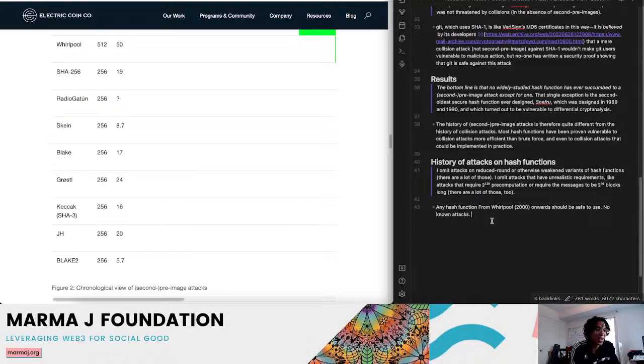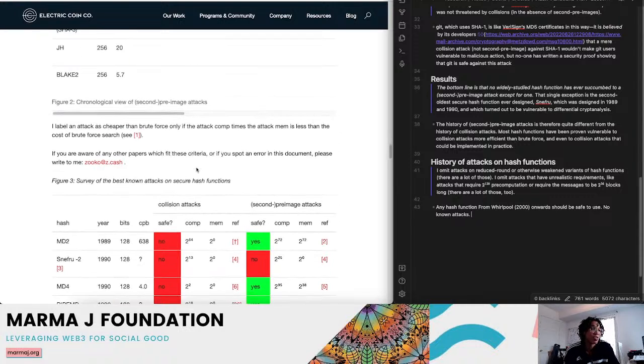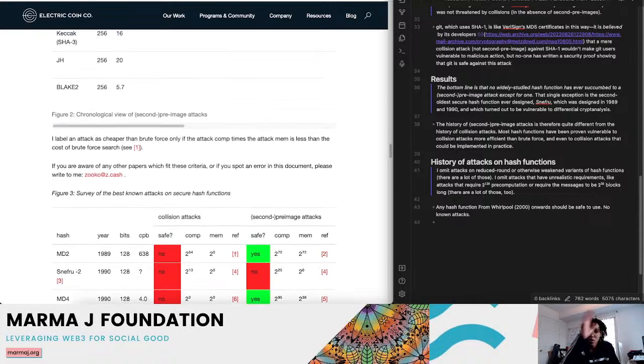Yeah, I don't think there's much more notes to be taken. Very interesting graphs. I label an attack as cheaper than brute force only if the attack comp times the attack mem is less than the cost of brute force search. Okay.